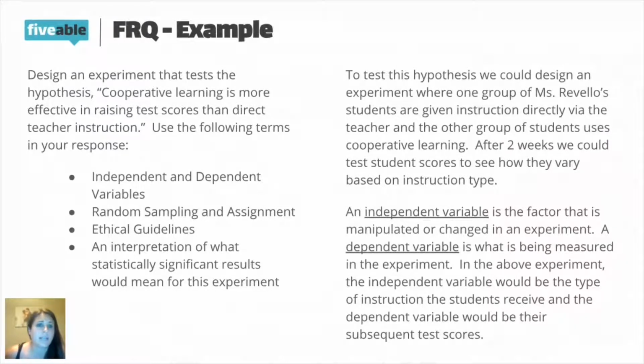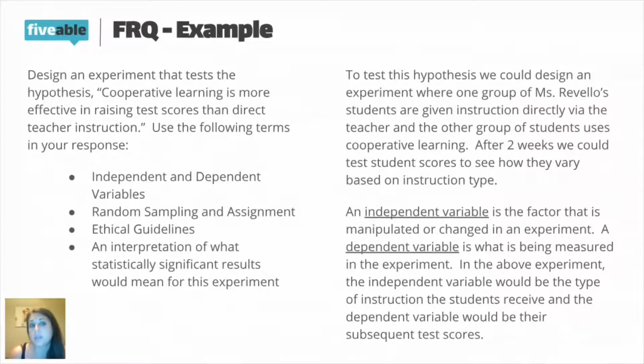It says to design an experiment that tests the hypothesis cooperative learning is more effective in raising test scores than direct teacher instruction. Use the following terms in your response. So then it lists independent and dependent variables, random sampling and assignment, ethical guidelines, and an interpretation of statistically significant.